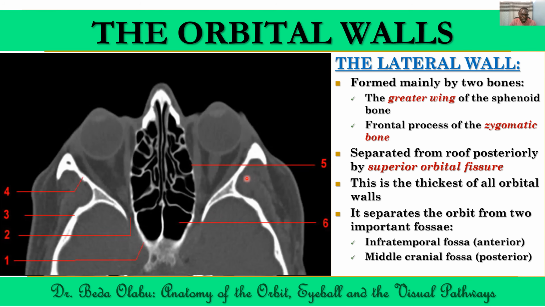So the infratemporal fossa is lateral and on the anterior aspect. The middle cranial fossa is lateral, but on the posterior aspect of the orbit. These are the lateral important relations of the orbit. Remember, these fossae have contents within them. We have contents of the middle cranial fossa, in particular the temporal lobes of the brain are the ones that rest here. And here in the infratemporal fossa, there are a number of structures. We'll talk about the infratemporal fossa quite later.